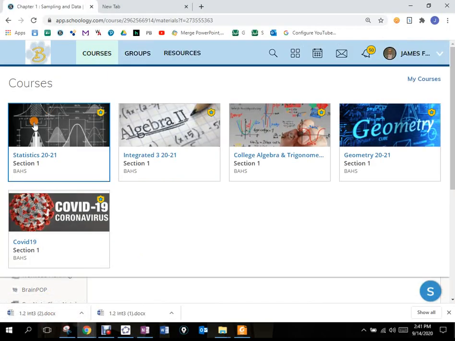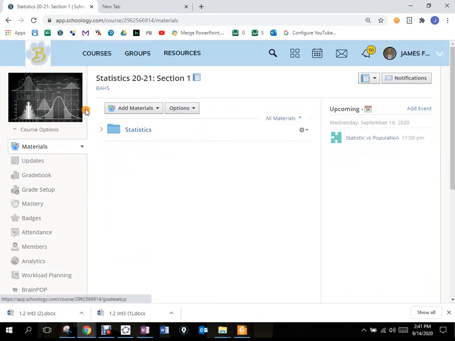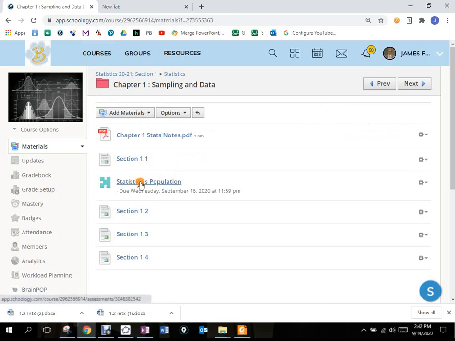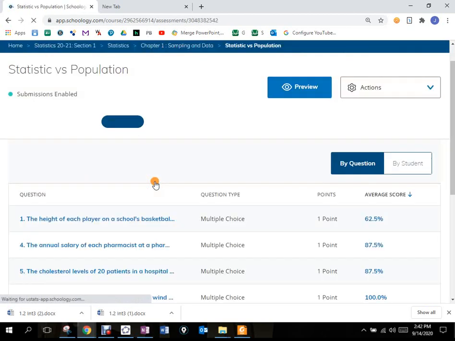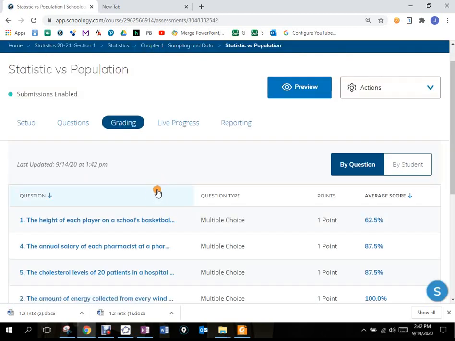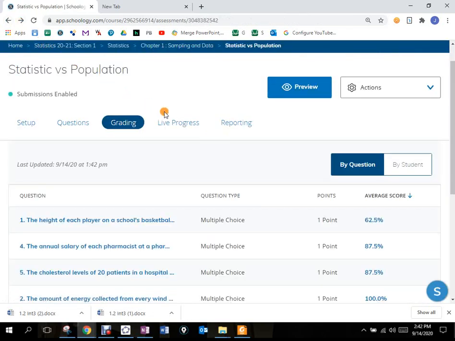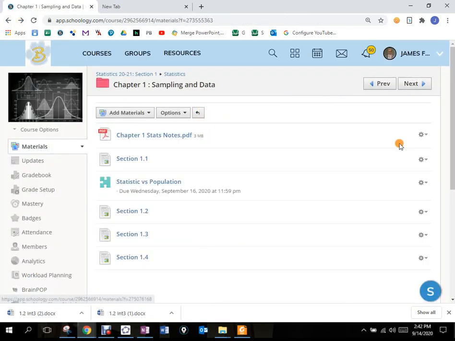Under the statistics course, there is a quick assessment here. If I want you to do anything in Schoology, the assessments are going to come underneath the sections. That's the only way I can do it. If you click on that statistic versus population, it looks like some people have already taken it. If I look at this question here, what is it going on? Oh, I can't view it as a student.